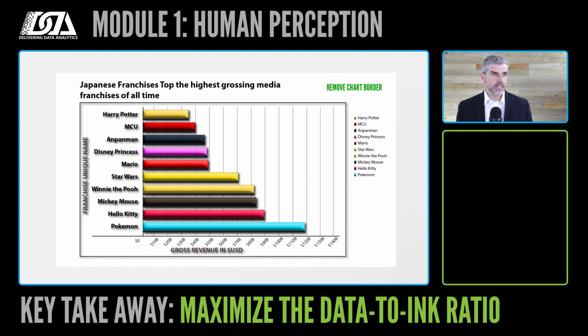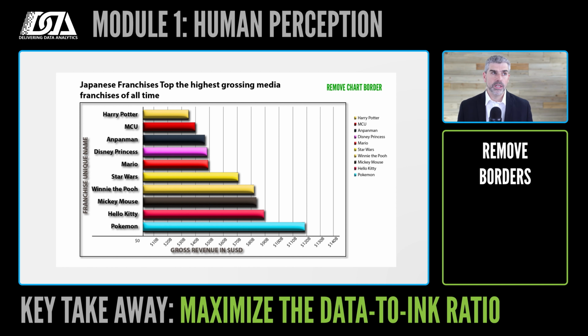But let's look at the question now. Japanese franchises top the highest grossing media franchises of all time. Cool fact. And I'm looking through them there. I see Harry Potter. Oh yeah, look. Okay, cool. That's interesting. Though I'm just seeing a lot going on still. So let's keep removing things.